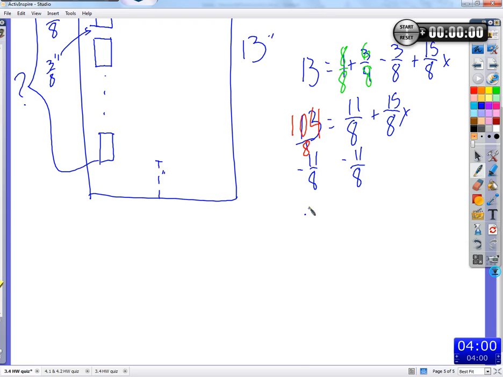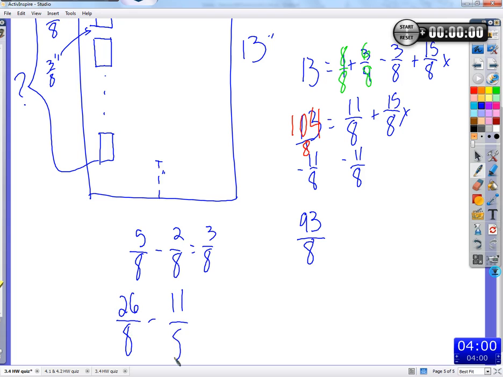104 over 8 minus 11 over 8 is 93 over 8. Numbers are big, doesn't mean they're that difficult. If it was 5 over 8 minus 2 over 8, you would have 5 minus 2 over 8, 3 over 8. Or if it was 26 over 8 minus 11 over 8, that would just be 15 over 8. And whatever, they're big numbers, it doesn't matter. We just subtract the numerators if the denominators are the same. 93 over 8 equals 15 eighths x.